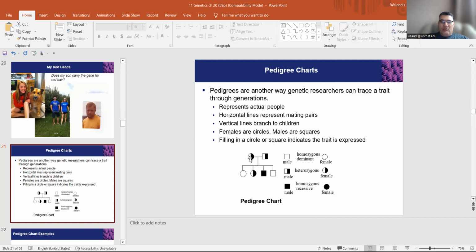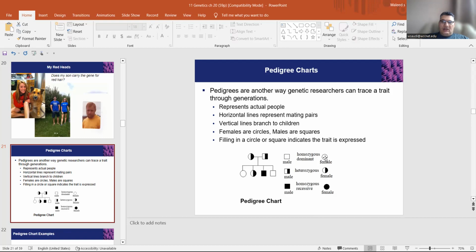Circle is how we represent females. Square is how we represent males. Moving vertically, moving down, like this is the grandparent generation, this is the parent generation. If you have a third one, this will be the kids. So moving from generation to generation to generation, we call that the vertical branching.